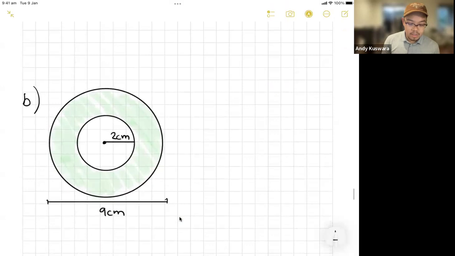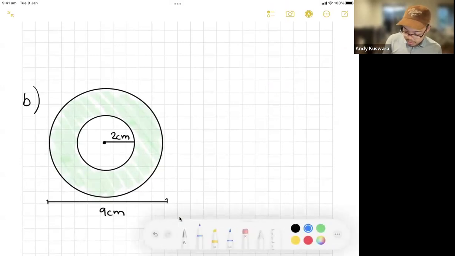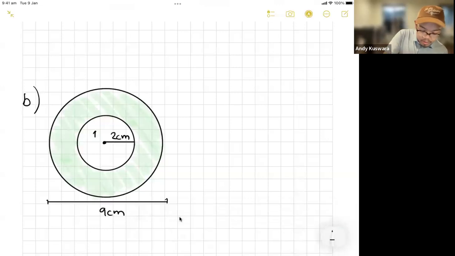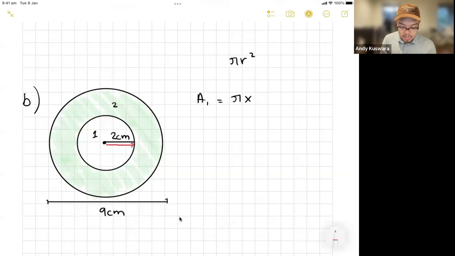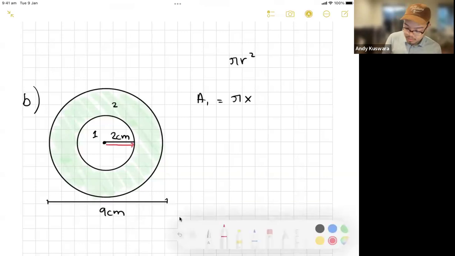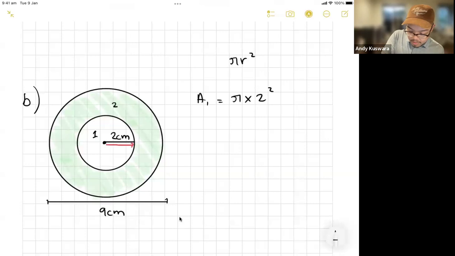Now for this one here, we've got this great looking donut thing. I can see that I've got essentially two circles here. I'm going to talk about these two circles as area 1 and area 2. Let's talk about area 1. We know that a circle is pi r squared. So for area 1, pi times, and the radius for the first little circle is definitely 2 centimeters. So I'm just going to go pi times 2 squared. Let's see what that gives us.